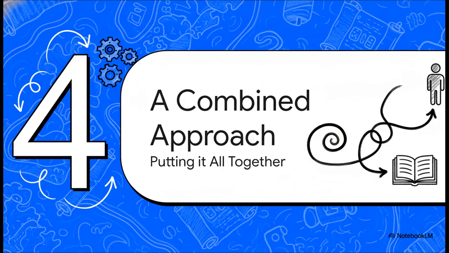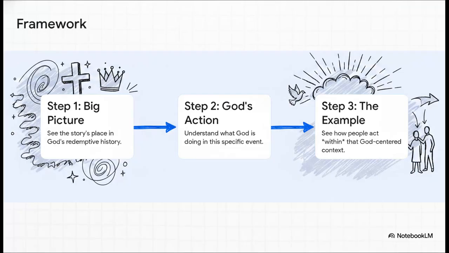So, does this mean we can't draw any personal examples from these stories? That we should just throw out finding personal lessons? Absolutely not. Vannoy argues for a combined approach that just puts everything in the right order. It's actually a pretty simple three-step framework.